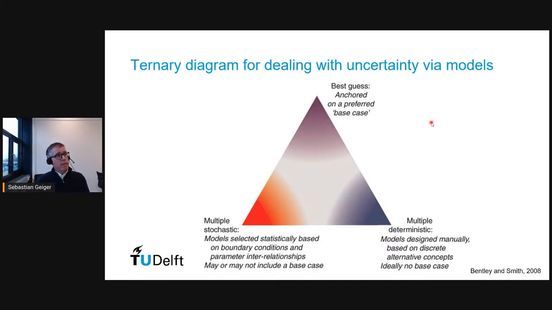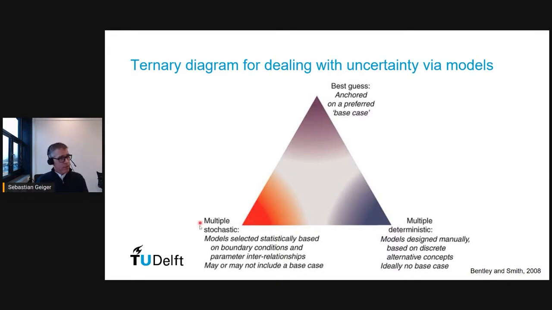And what we then need to think about is, how do you use these geological models to deal with uncertainty? Again, this is from one of Mark Bentley's papers. Basically, you can think of using models to address uncertainty in a ternary diagram. Here on the top, we have our best guess, the base case model. So we build one model, our preferred base case, and we anchor every prediction around that single model.